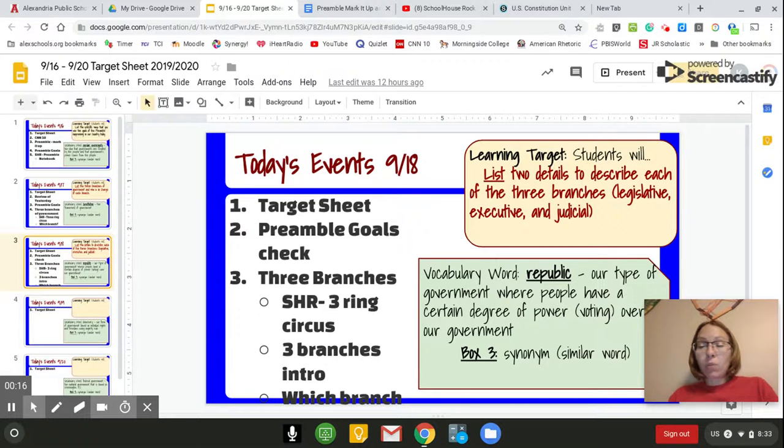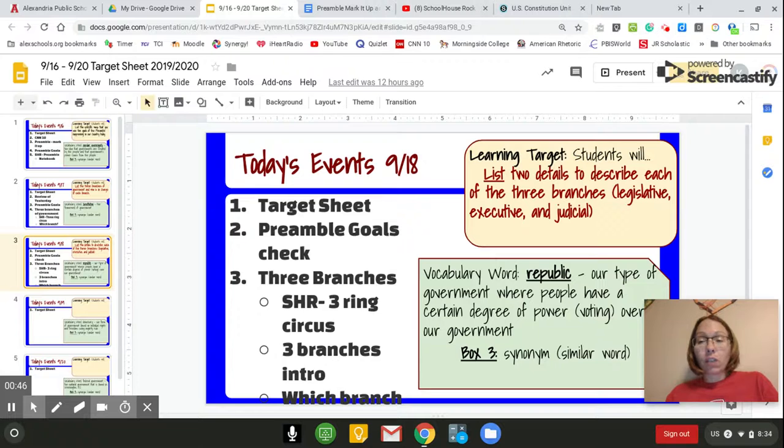Today our vocab word is republic. It's a type of government where people have a certain degree of power. They get to vote for who they want to represent them. This was a big concept in the Declaration of Independence, this idea that we have control over our government. We also earlier this week saw this concept of popular sovereignty, that we're in charge of our government, that the government stems from us, so us having the right to vote, that ties into this.